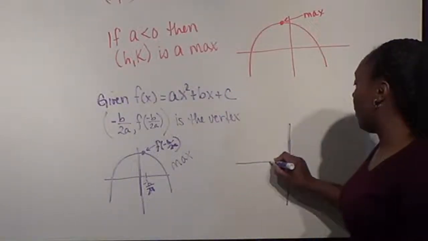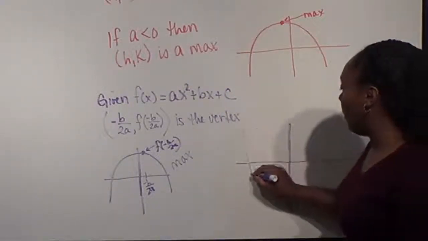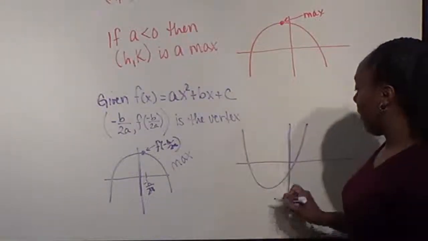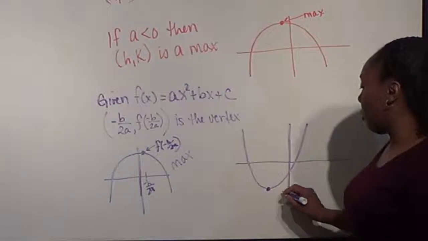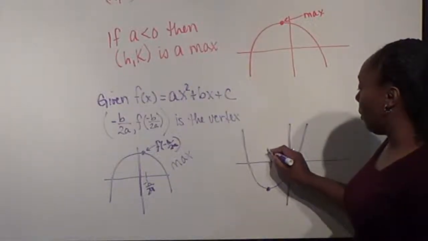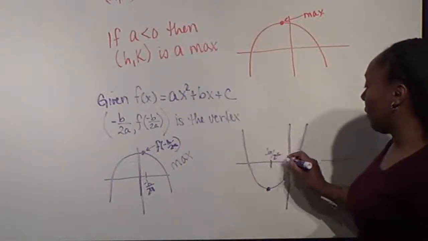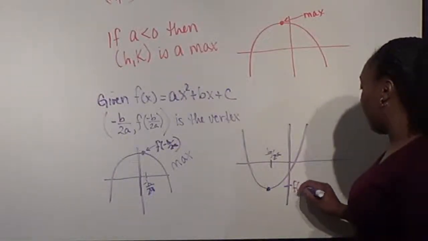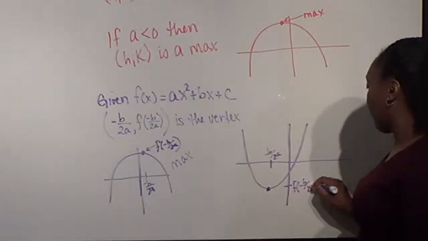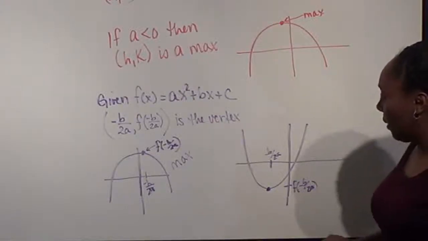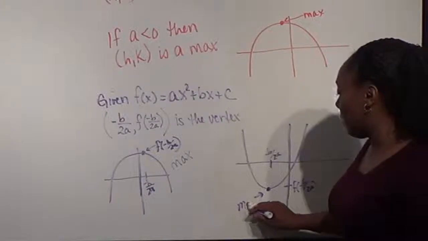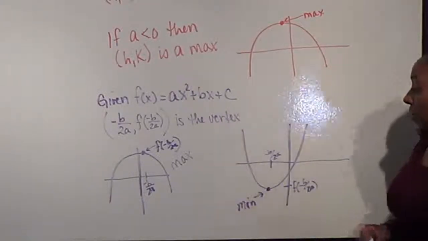So given a parabola opening upward, if there's my low point, again, there would be my negative b over 2a. So that's the x-coordinate. This would be my f of negative b over 2a. There's my y-coordinate. And again, this point being our vertex would be a minimum value.